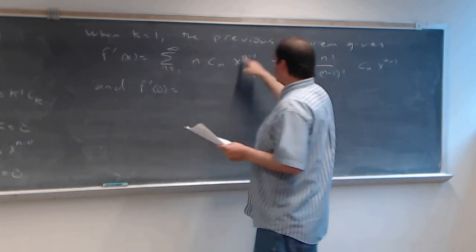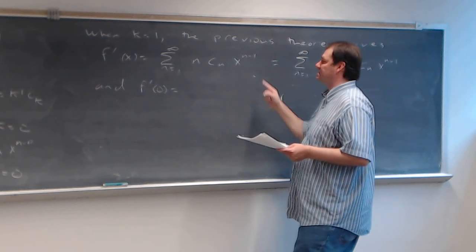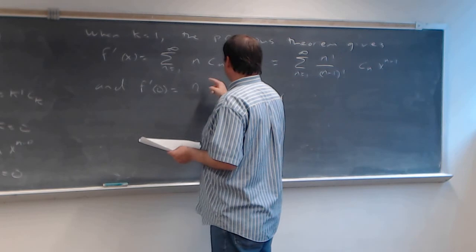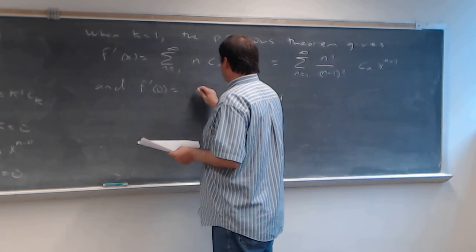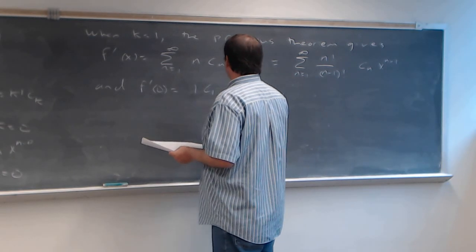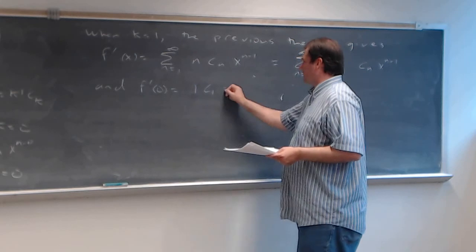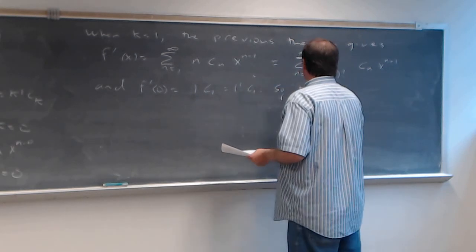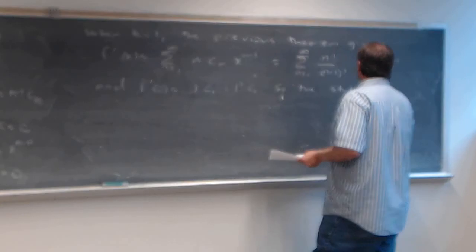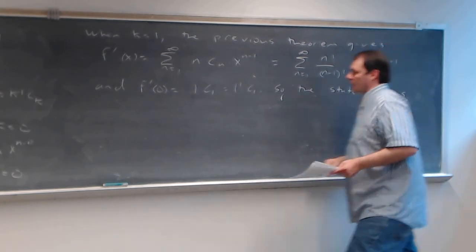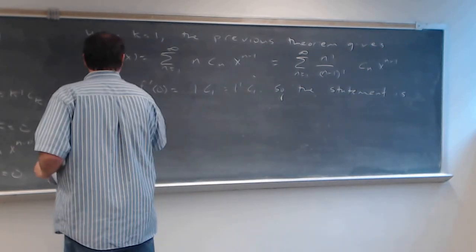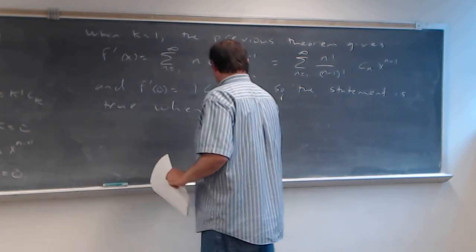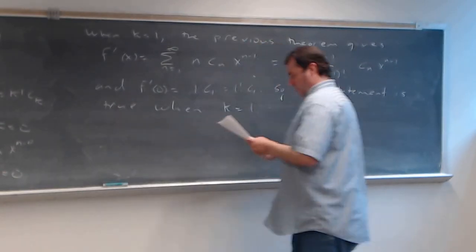And if you look at f prime evaluated at 0, here we're going to have 0 raised to powers. And the only time that is nonzero is when the power is 0, and that happens when n is equal to 1. So we have n, that's 1, when n is equal to 1, times c sub 1. And that is 1 factorial times c sub 1. Okay. So the statement is true when k equals 1.